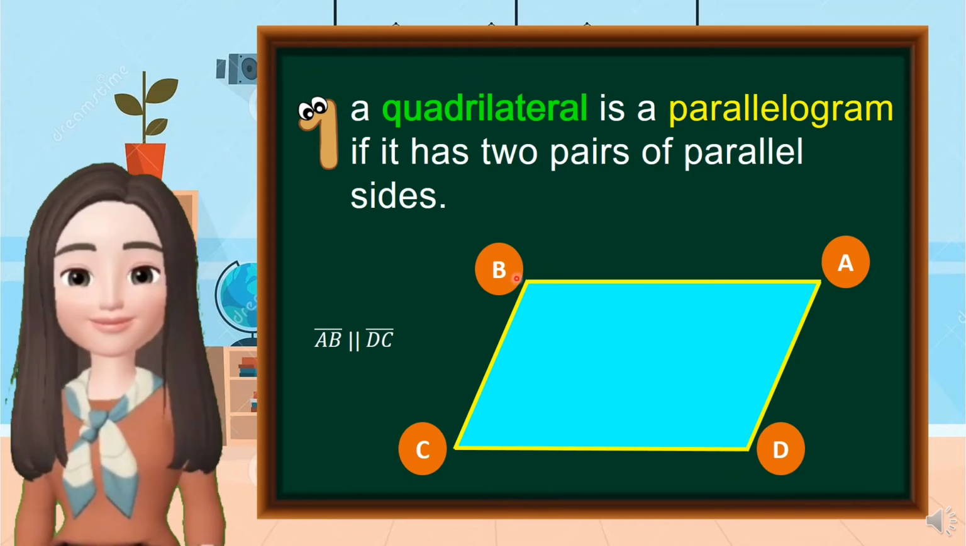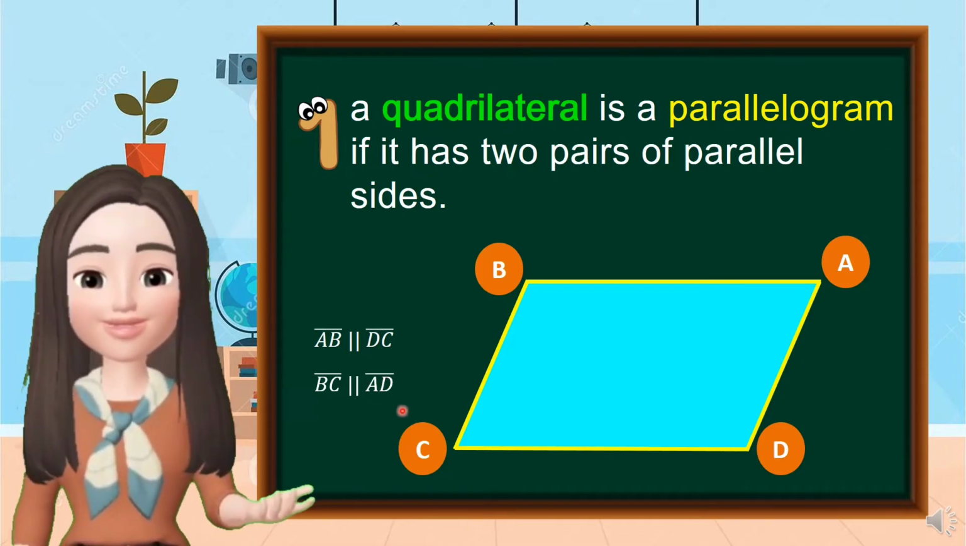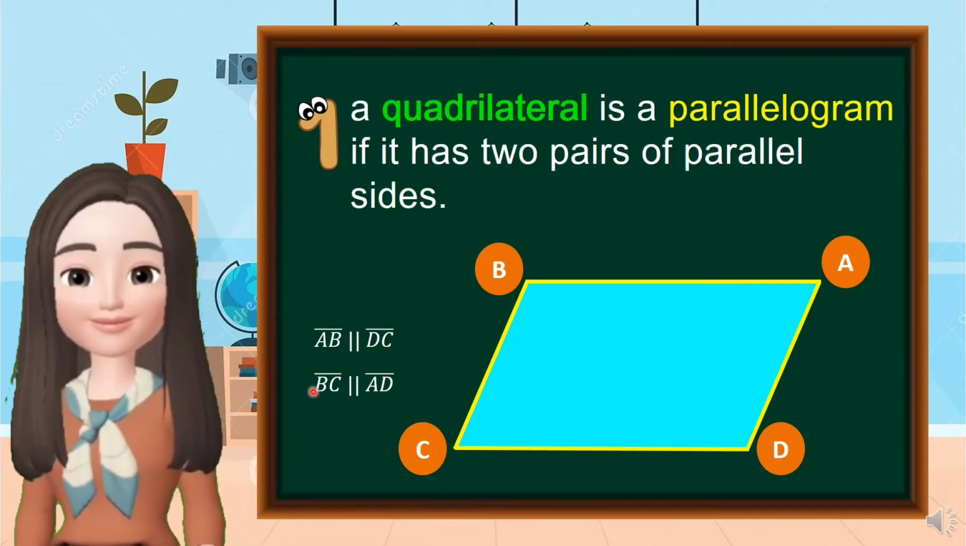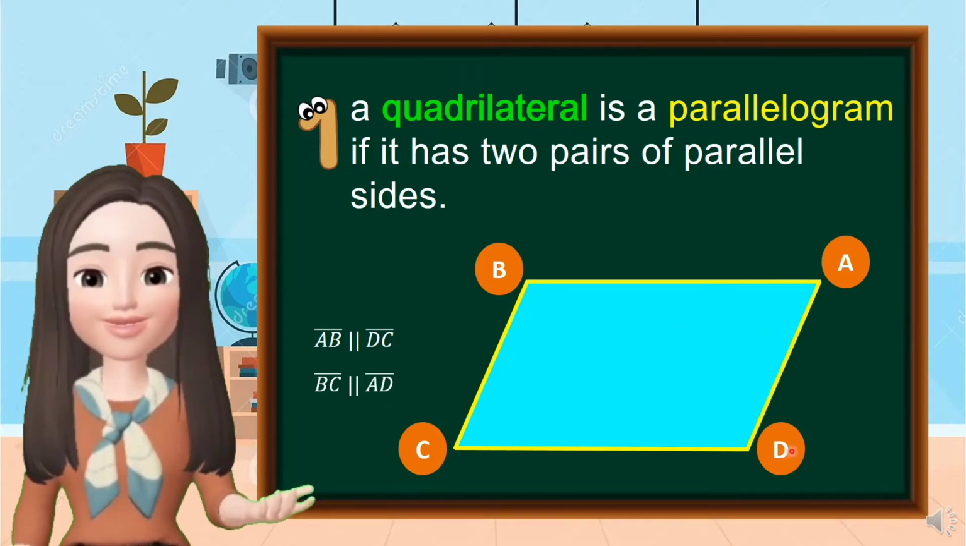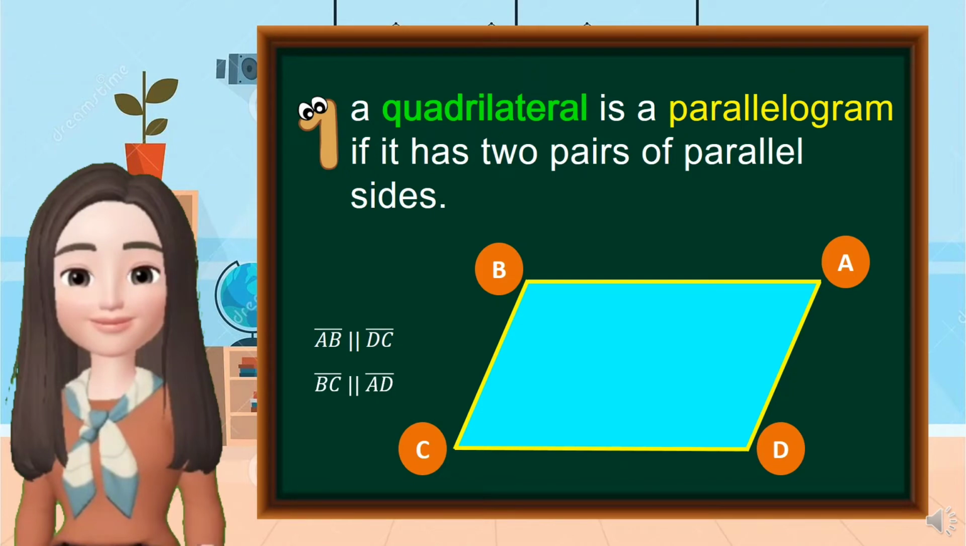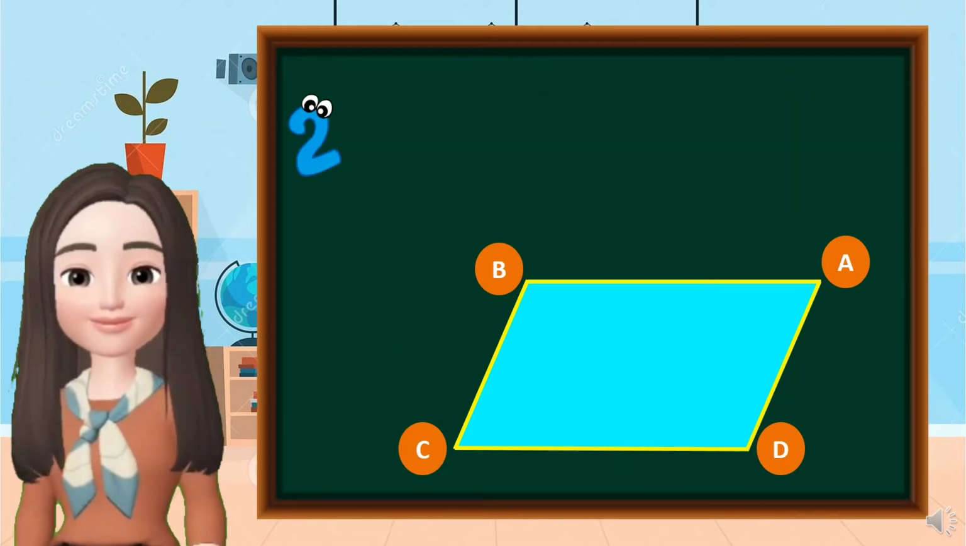Okay? So, dito po, these are the parallel sides, side BC and side AD. And if we represent it into symbol, we have side BC is parallel to side AD. Okay? So, ito po yung 2 pairs ng ating parallel sides. Since this quadrilateral ABCD has 2 pairs of parallel sides, so therefore, it is a parallelogram. Did you understand? Let us proceed to another condition.